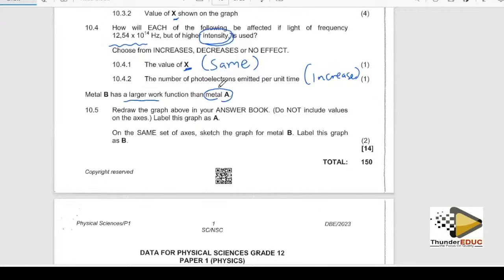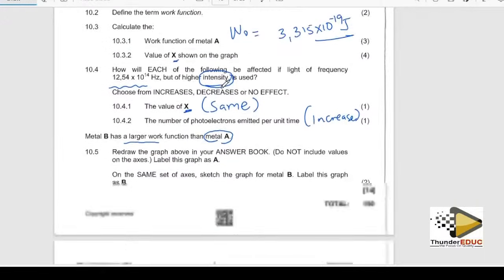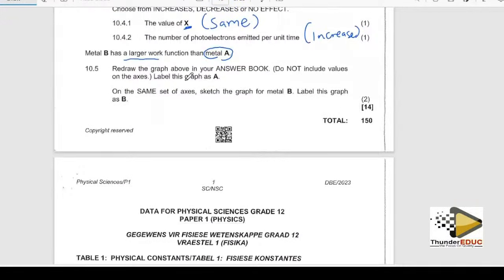Then they are telling us that metal B has a larger work function than metal A. Can you redraw the graph above in your answer book, not including values? On the same set of axes, sketch the graph of B and label it.